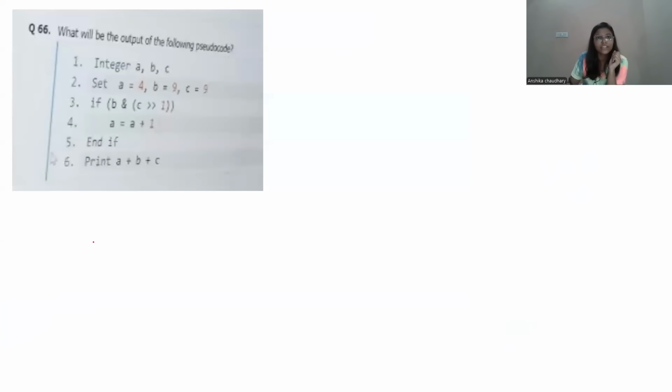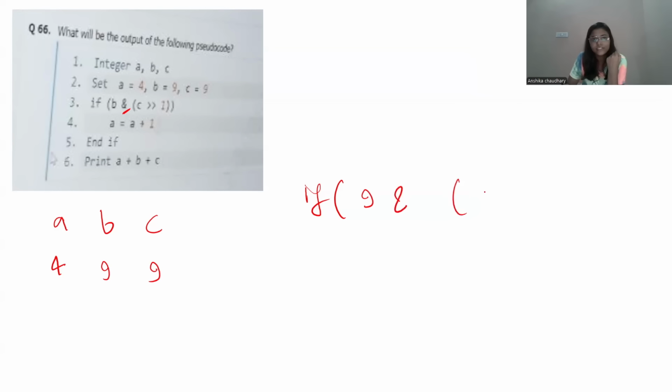So the next question is there are three integers a, b, c and the values are 4, 9, 9, right? And there is a condition if b and this time this end is bitwise end, right? b is 9 and C right shift operator 1. So C value is 9, right shift operator 1. So there is a short trick. As this is parenthesis, so first we need to solve this part. So there is a short trick to solve left shift operator and right shift operator.